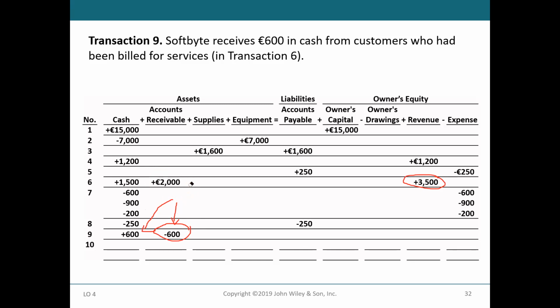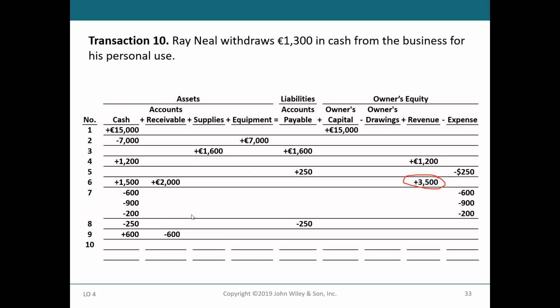So in this transaction, cash will increase by 600 and accounts receivable will decrease by 600, okay? Because the customer already paid us. Now let's look at transaction number 10. Rainier withdraws 1,300 in cash from the business for his personal use.